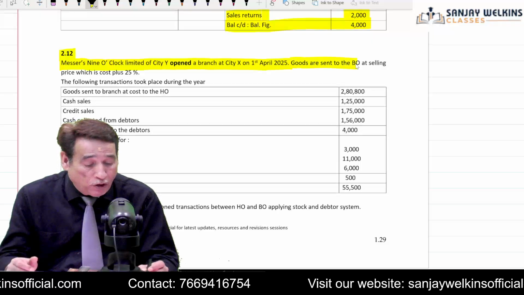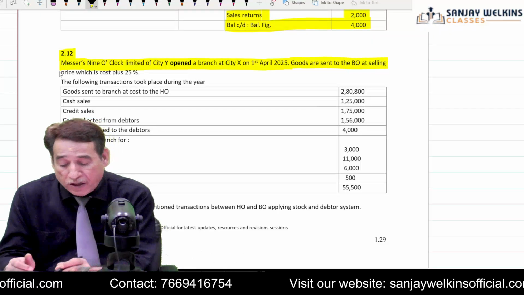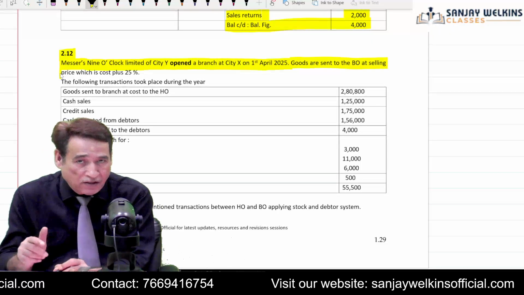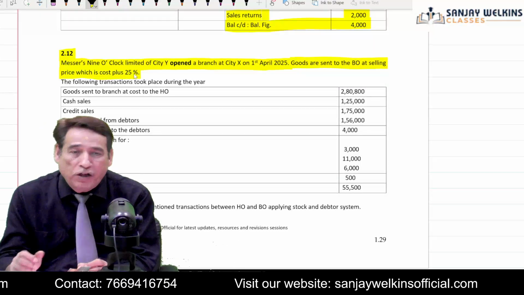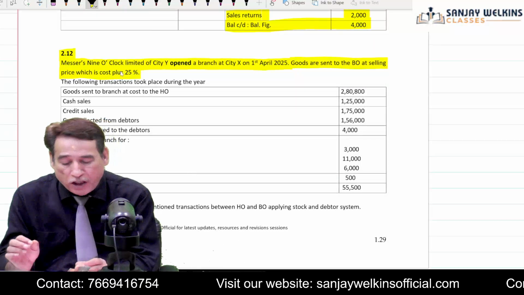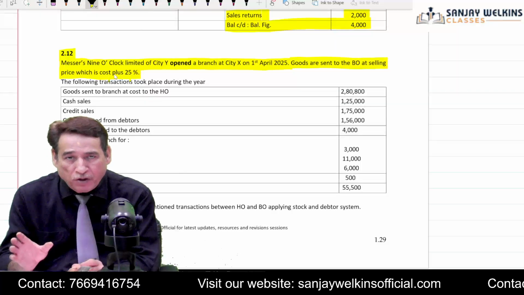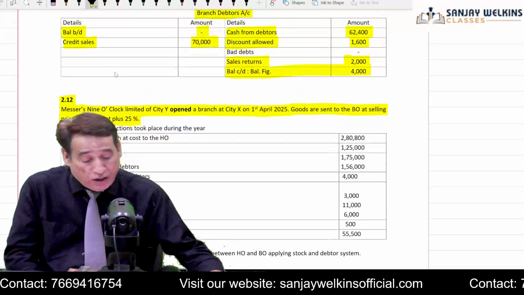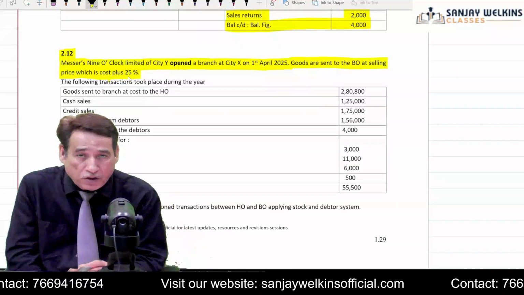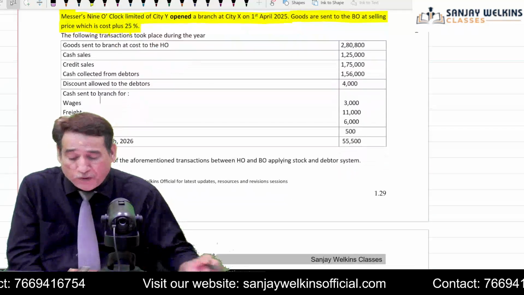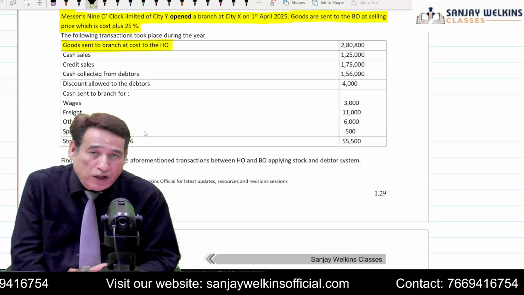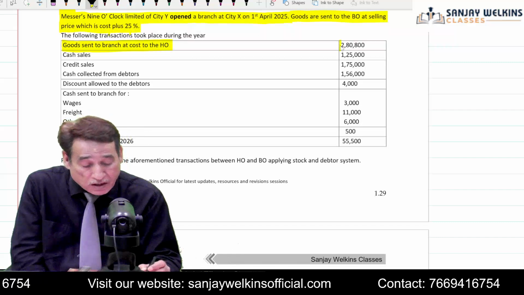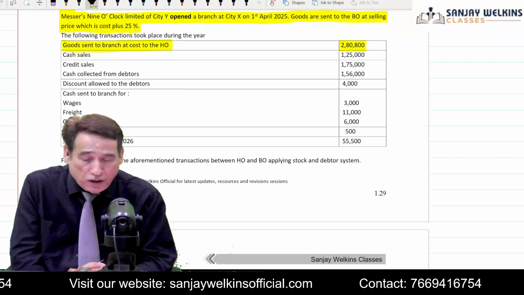Goods are invoiced to the branch office at selling price. At selling price means at invoice price, which is cost plus 25%. Cost plus 25% means the rate is still on cost. So even in this question, the rate is on cost. Is it clear to you? Cost plus 25%. Now here it is written goods sent to branch at cost to head office. So this item is at cost. First of all, you need to understand.